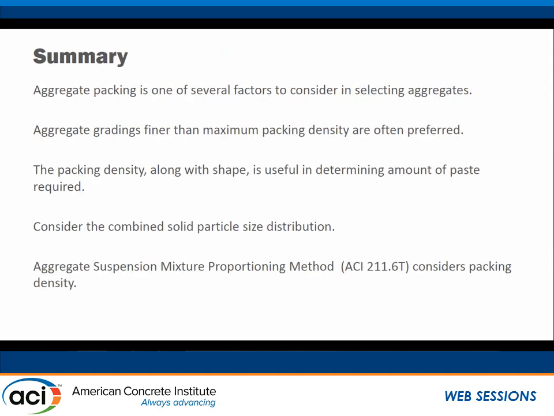So to summarize, when we look at aggregate packing, it's one of several factors to take into consideration in selecting aggregates. It's important, but it's not the only factor to consider. Gradings that are finer than the maximum are generally preferred. And we have to consider both packing and the shape. So just packing of a poorly shaped aggregate is not going to give us the best workability and the best concrete. And when we do look at it, we want to look at the combined solid particle distribution.